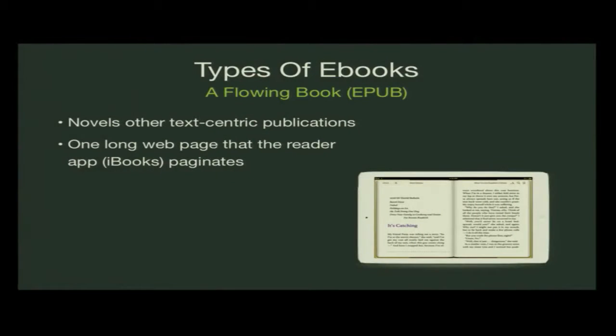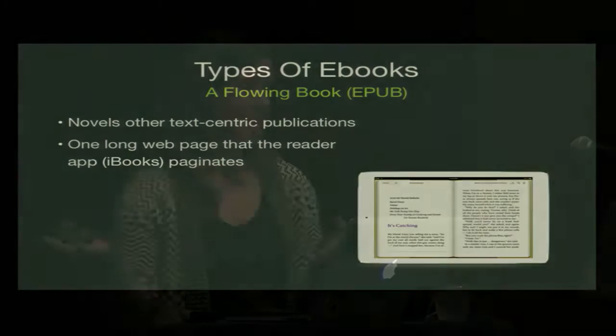So getting into each of those examples a little more deeply, if we look at a novel, that's what's referred to as a flowing book. And it, of course, uses EPUB as its foundation. Inside your EPUB bundle, what you're going to see is sort of one long XHTML file that is all the content for, let's say, a chapter. And then the ebook reader, like the iBooks app, for instance, is going to break up that chapter into pages. So it's going to paginate your content.